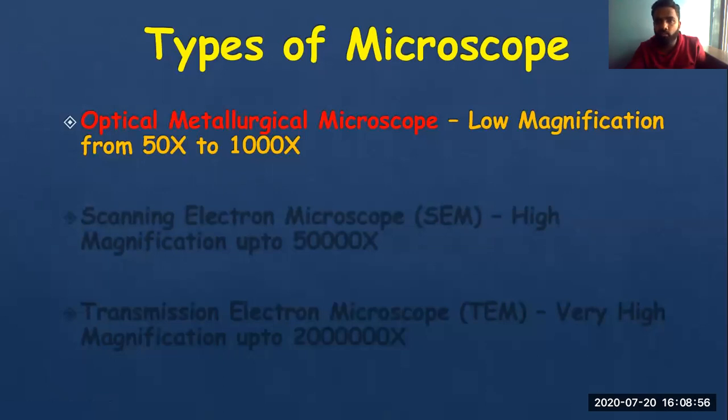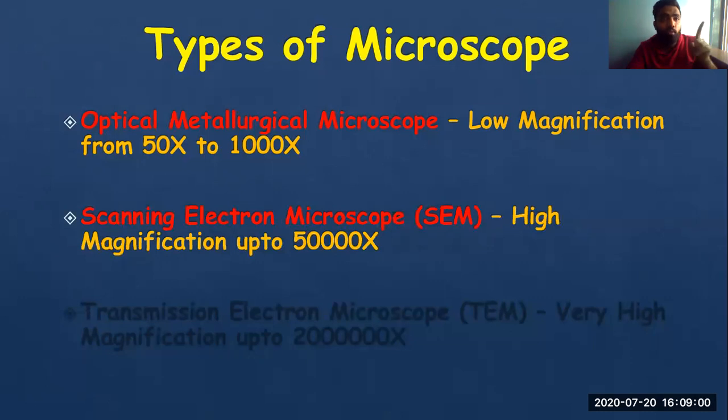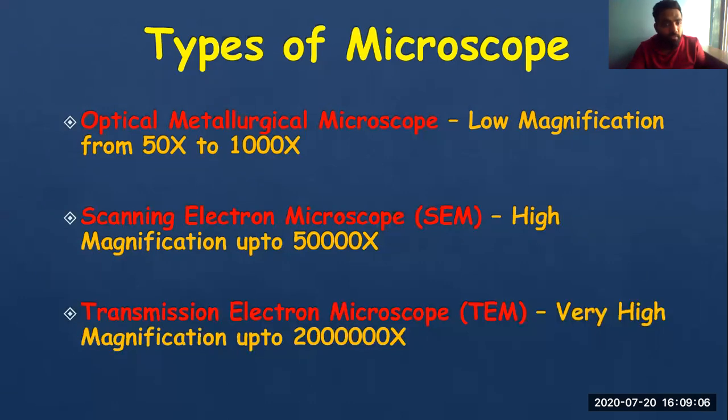Optical metallurgical microscope. It is having magnification up to 52,000x. One more is there, scanning electron microscope. It is having magnification up to 50,000 times. And transmission electron microscope, it is having magnification up to 20 lakh times, 2 million times. I hope you are understanding what I'm saying.